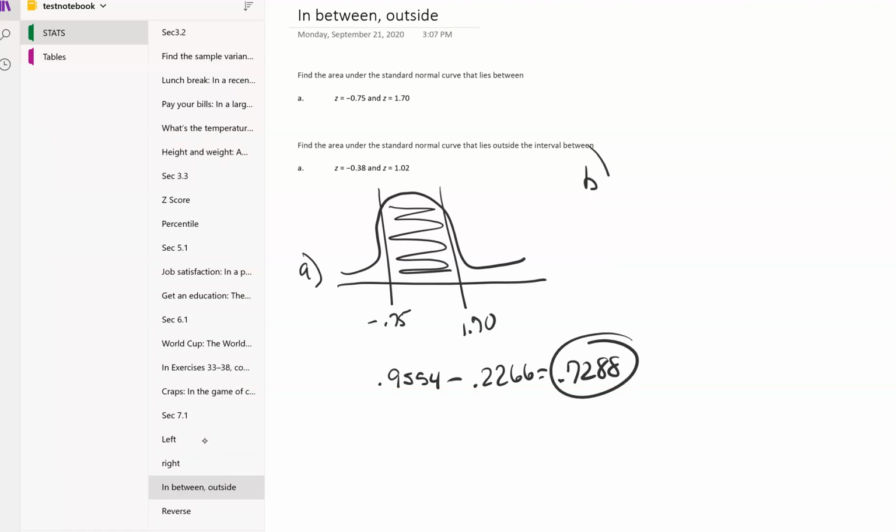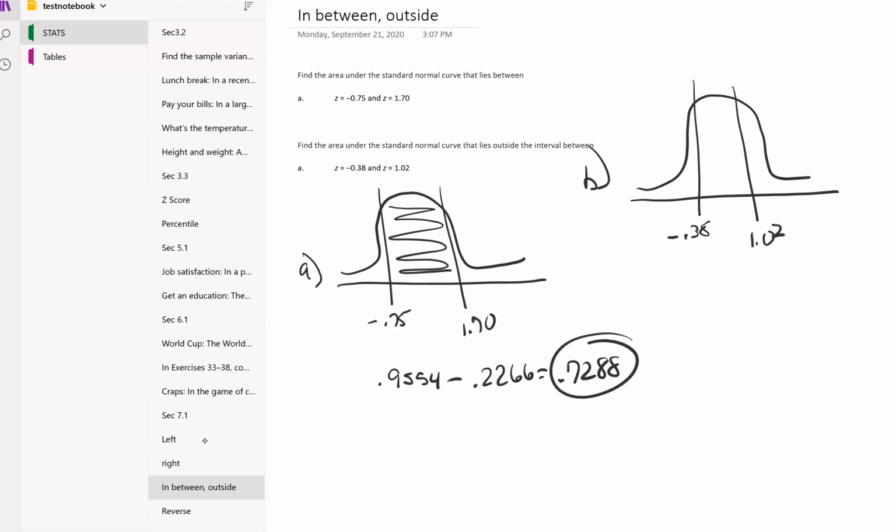All right, for B, this is again the in-between, but if I want a visual, negative 0.38 and a 1.02. Again, I look up the two of them and subtract them. This subtraction sign right here did not come because that was negative. It came because that's the process to subtract the two numbers. The negative on this 0.75 means I look up the negative numbers on the chart. Same thing here. So I'm going to look up 1.02 first.